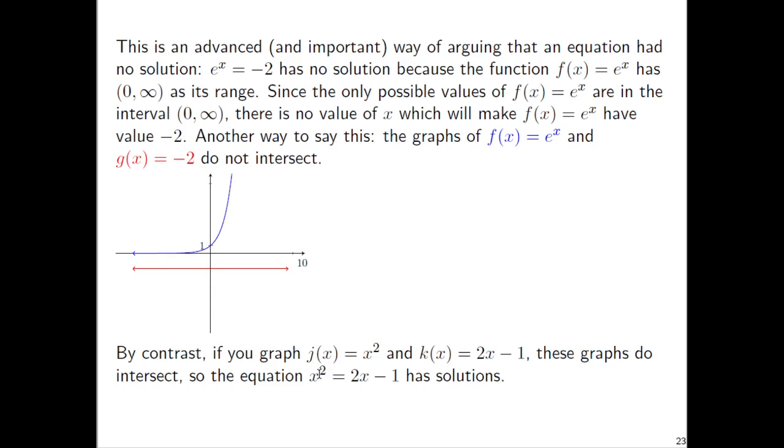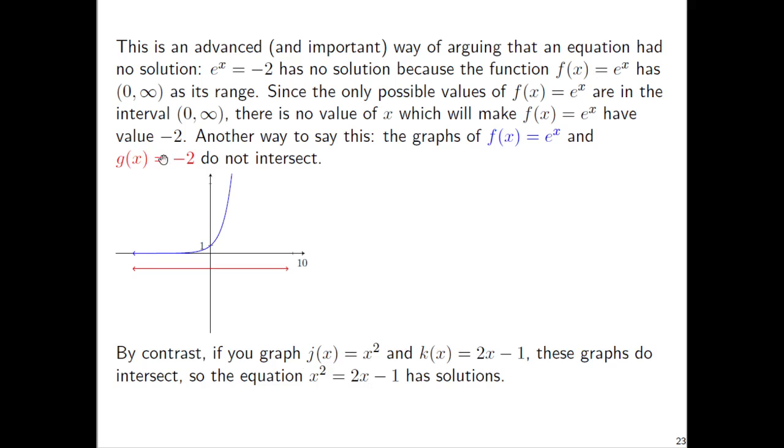By contrast, if you graph these two other functions, j of x equals x squared and k of x equals 2x minus 1, these graphs do intersect each other. You should try drawing those carefully, or have a computer draw those. And then if these two formulas are the left and right sides of an equation, x squared for the left side and 2x minus 1 for the right side, the equation x squared equals 2x minus 1 does have solutions because these two graphs intersect.